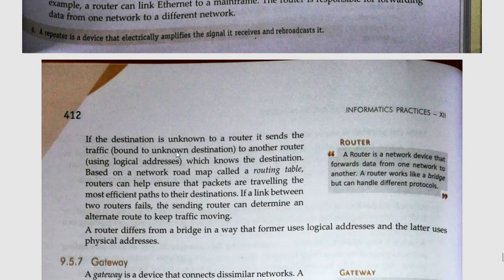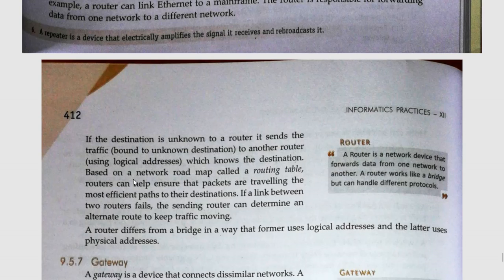See, when we were talking about the routers, if the destination is unknown to a router, it sends the traffic bound to unknown destinations to another router using logical addresses, which knows the destination. So destination means what? If you are sending particular information from a particular source, then it has to reach finally to someone. So that is the destination. If the destination is unknown to a router, it sends the traffic to another router which knows the destination.